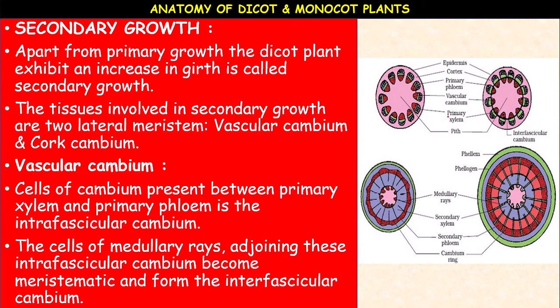Here you can see primary xylem, but during secondary growth, secondary xylem, secondary phloem and cambium rings are formed. Due to this secondary growth, wood is formed in dicot plants. We can count the number of rings as annual rings, and the age of the plant can also be estimated by counting these rings.